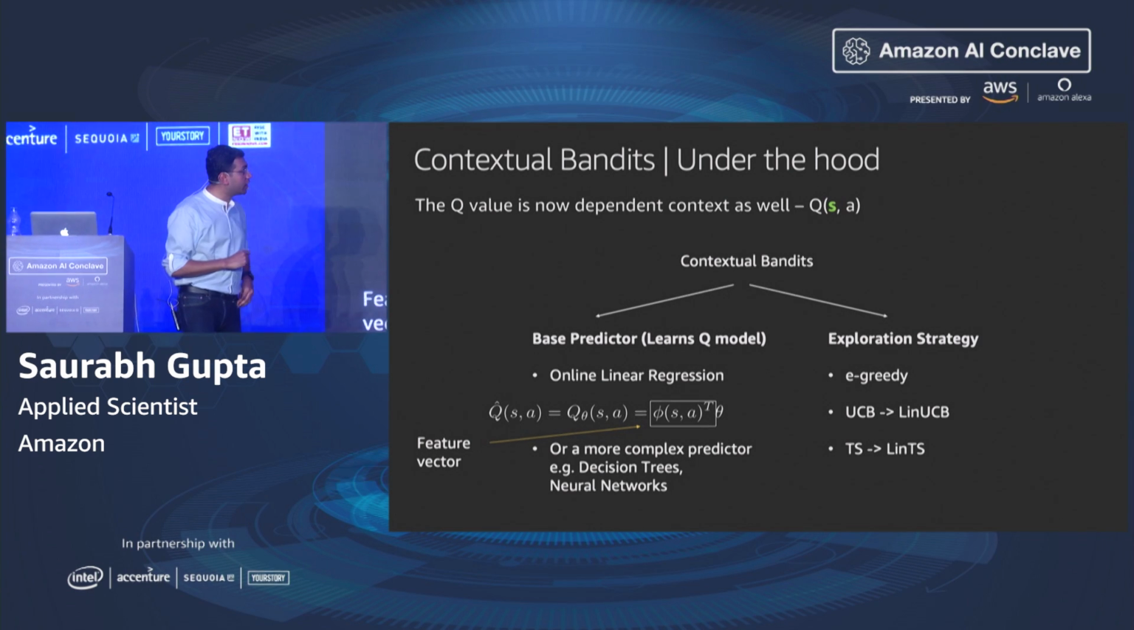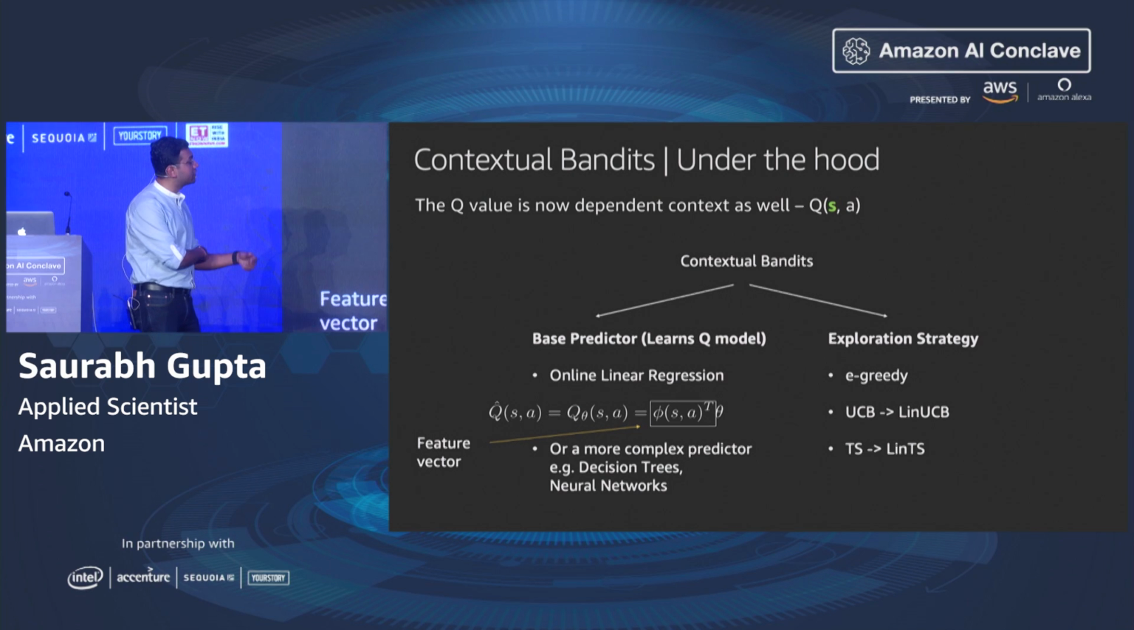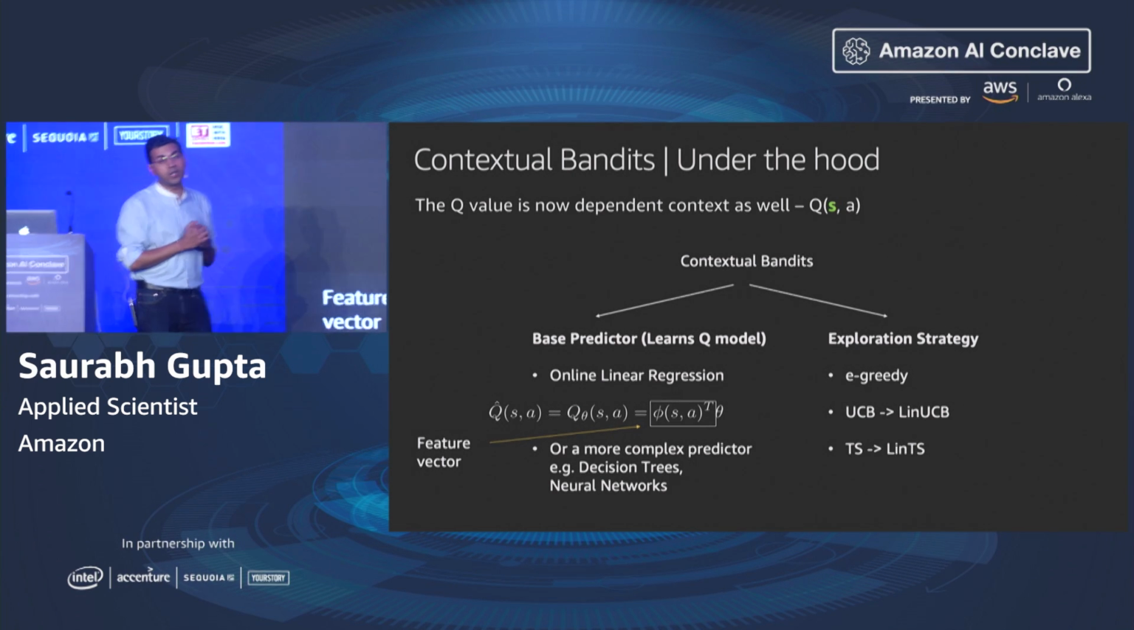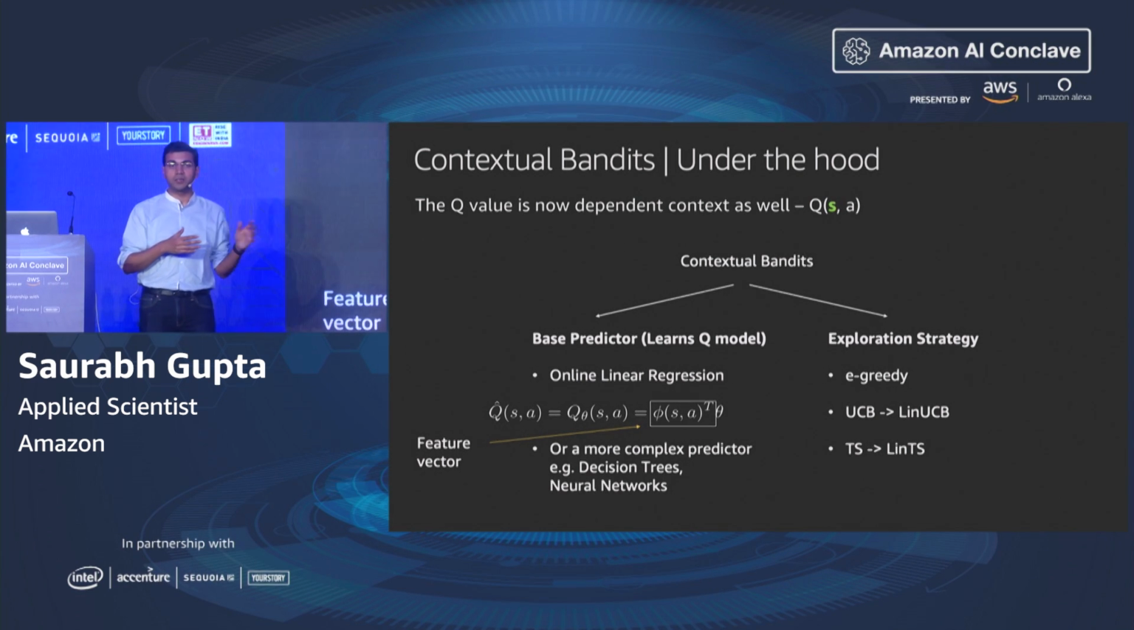Okay, so under the hood, what's happening here? We are still learning a Q value. The only difference is that the Q value is now dependent on the context and not just the action itself. So estimating this Q value becomes a little trickier. We can no longer just maintain the mean of rewards that we have seen so far because we have a context vector there. So what we can do is learn a Q model using online linear regression.